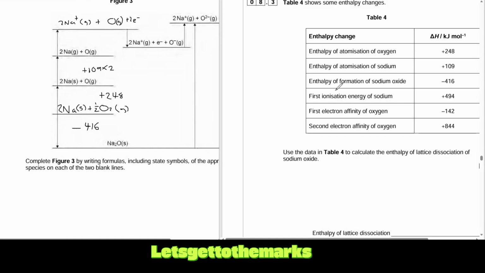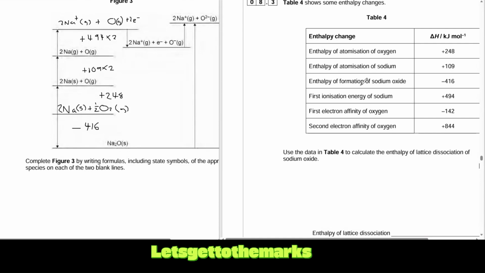Now we're going to go to the first ionization of sodium, back on track. That's this one here going up, and that is plus 494. So that's the first ionization energy of sodium, plus 494. But how many moles of ions do we form? That is when 1 mole of gaseous ions are formed from their elements in their gaseous state. Now we have the element in its gaseous state, but we have 2 moles and we're forming 2 moles of sodium ions. So I need to double that one.